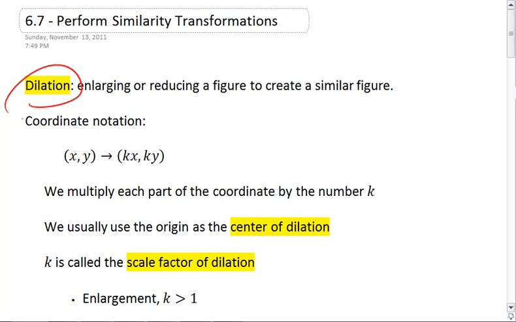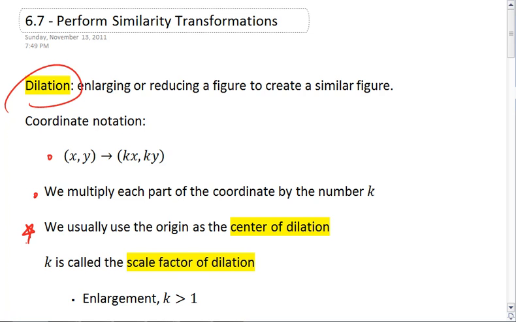The coordinate notation we get for a dilation is that x comma y maps to k times x comma k times y. We multiply each part of the coordinate by the number k. And one thing you do need to note is that we usually use the origin as the center of dilation. This makes our dilations as easy as possible. We'll only ever use the origin as the center of dilation in this class.